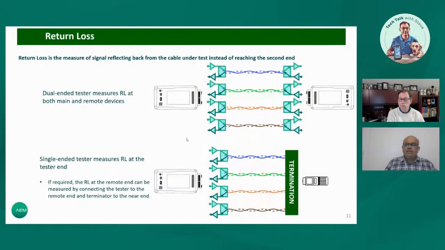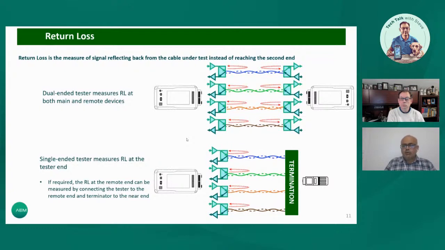Similarly, measurement of return loss is done. Actually, return loss is measured not so differently between the two configurations, because return loss is a measure of signal that reflects back when you send a signal from the tester unit. The only difference is that while the certification tester measures return loss at both ends of the cable, the NSA or Qualification Plus measures return loss at one end of the cable.